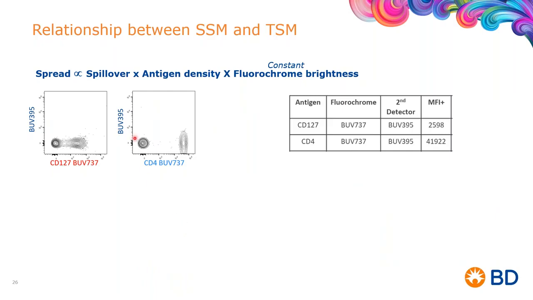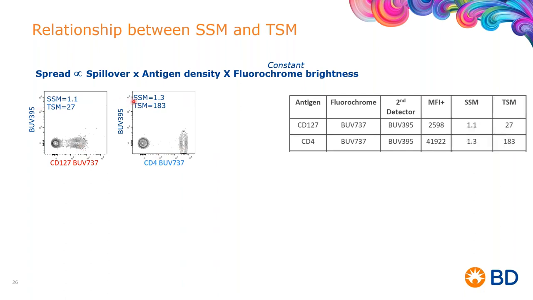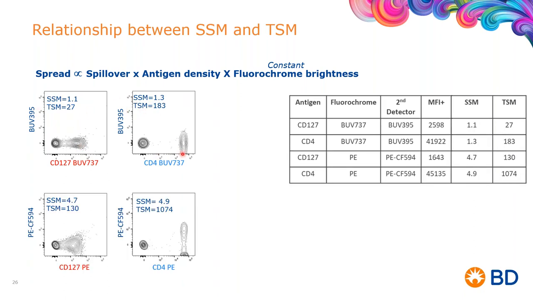Same thing we can do for antigen density, right? We can keep the fluorochrome brightness the same, but as we showed before, we use a lower antigen density and a higher antigen density. When we look at the SSM, SSM is the same, the TSM is different. We can look at the opposite scenario. We have here P into PCF594, SSM of 4.7 that on average would be red, and you would say, oh my God, I cannot use these two fluorochromes together. But in reality, if you're using a low antigen density marker conjugate to P, you can see that there's no problem. The SSM is still high, but the TSM now came down also tenfold.